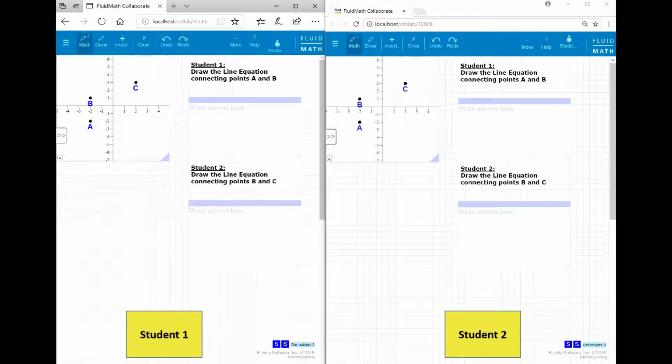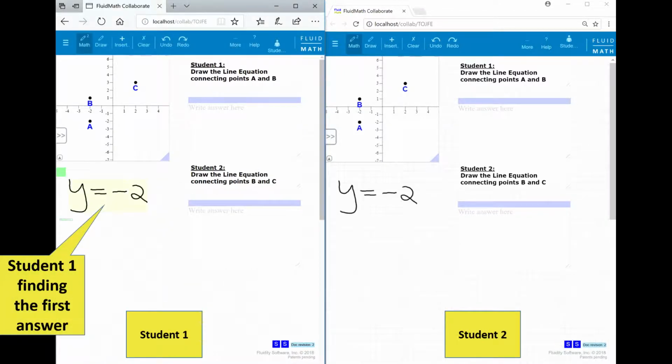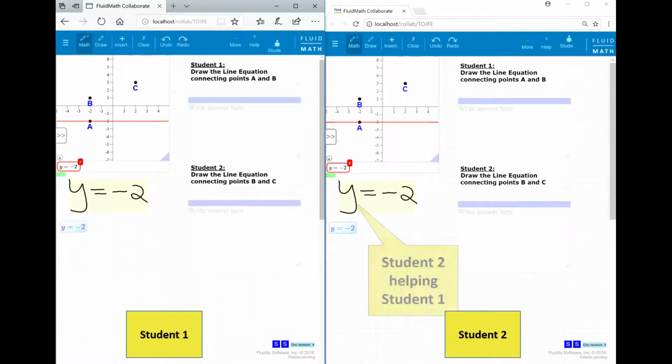In this next example, two students work collaboratively on an assignment. The first student must find the line equation that passes through points A and B. The student writes the wrong answer, graphs it, and discovers the line does not pass through points A and B.